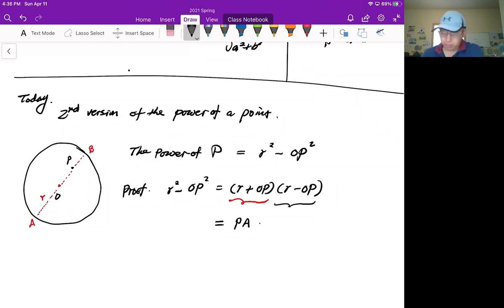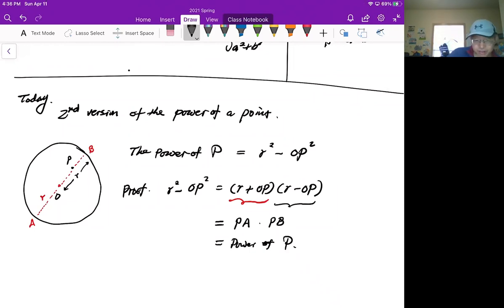R minus OP. Well, I'm going to use R in a different way. So this is also my R here. R is the radius, so it's OB. So what is R minus OP? R is OB, right? It's a radius, but R minus OP just means it's PB. And that's just my definition for the power of a point, right? So this is the power of the point P. And then we are done.